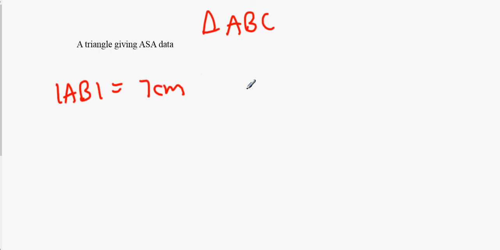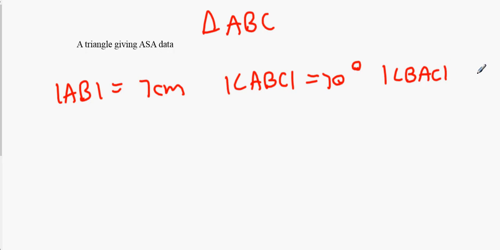This is angle side angle data, okay? So a question might say construct a triangle ABC. And what it might tell us about the triangle ABC is the following. It will tell us that AB is 7 centimeters. It will also tell us that the angle ABC is 70 degrees and the angle BAC is 50 degrees.